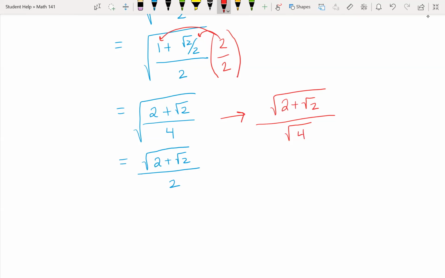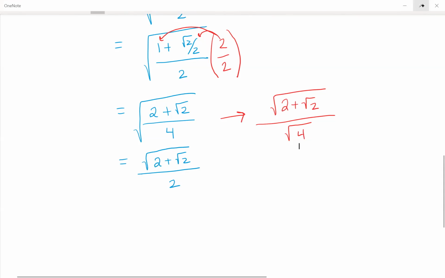Okay, let's switch gears and do a couple. I'm going to do one that's slightly different. It's got a calculator value.